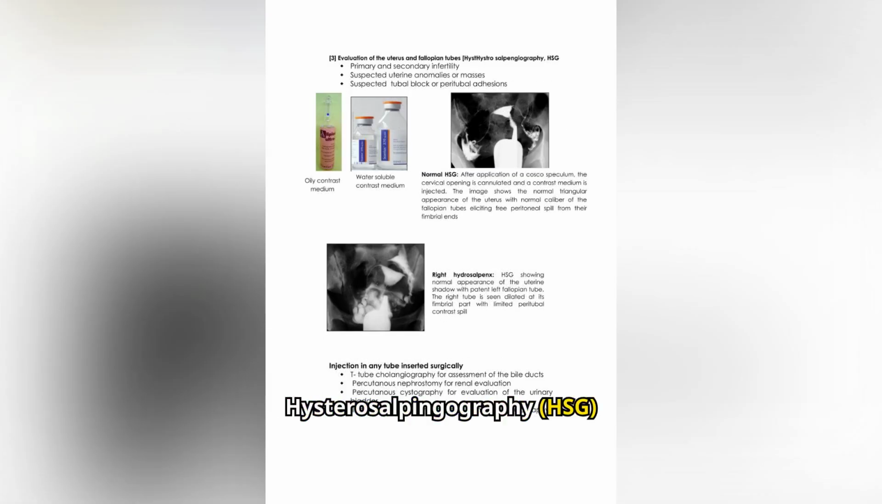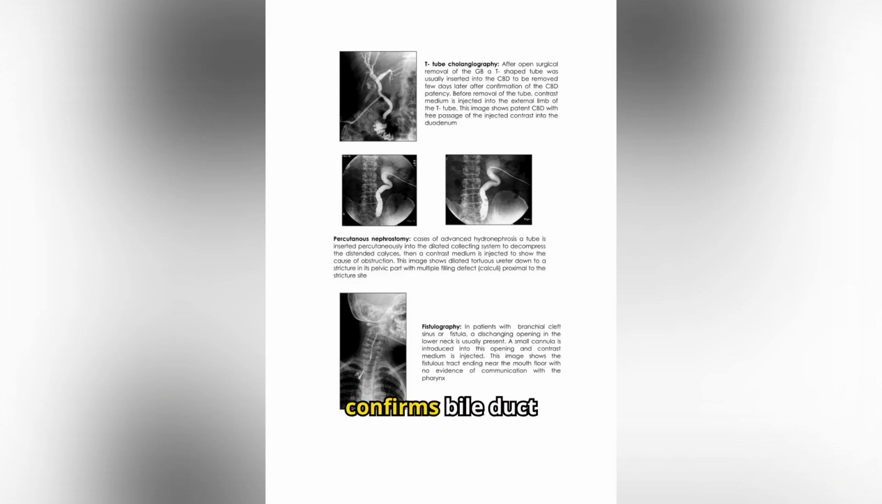Hysterosalpingography, HSG, assesses the uterus and fallopian tubes, identifying anomalies or blockages, playing a critical role in evaluating infertility and planning reproductive treatments. T-tube cholangiography confirms bile duct patency post-gallbladder surgery, ensuring no obstructions are present before tube removal, crucial for preventing post-operative complications.